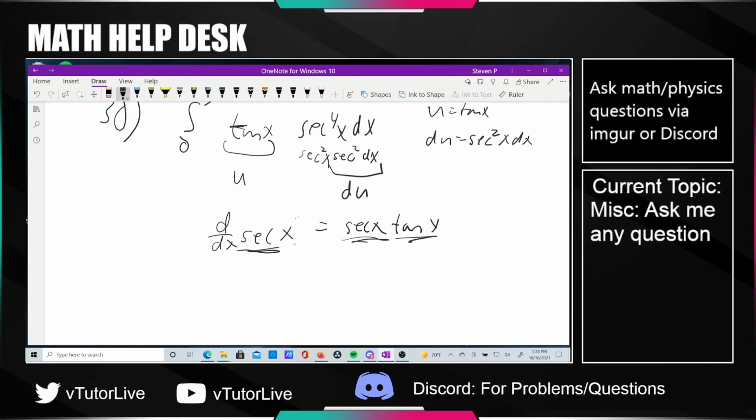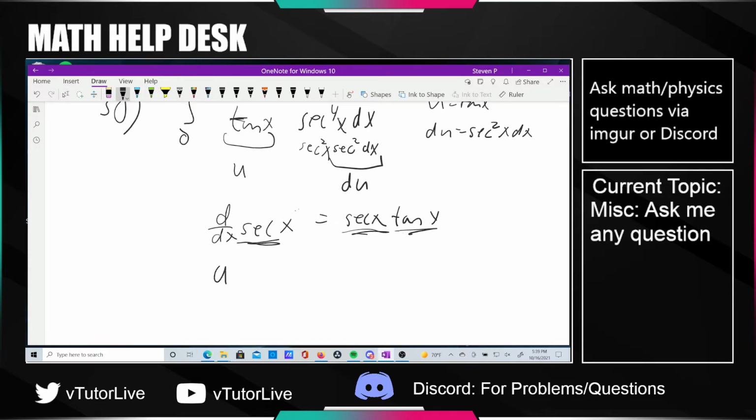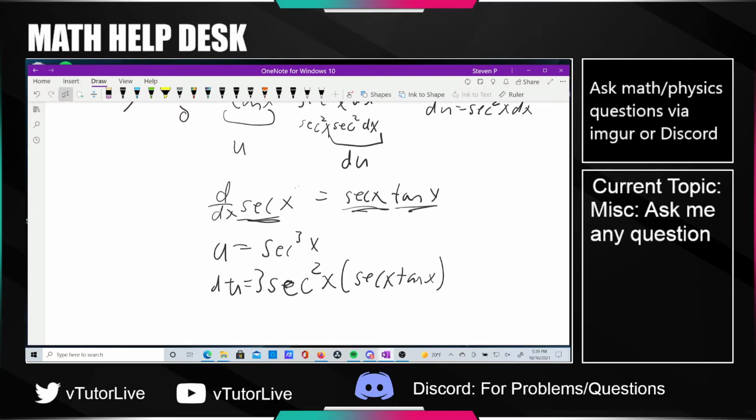But the point for this problem is looking at secant of x. Well, the derivative is secant x times tan x. So I decided to start playing around with some terms, right? Let's try out u is equal to secant cubed of x. Then du is equal to 3 secant squared of x, and then by chain rule, you get secant x tan of x, right? It's like, darn, that almost works. That almost works. But when we multiply this stuff together, this is just one too many powers of secant, right?